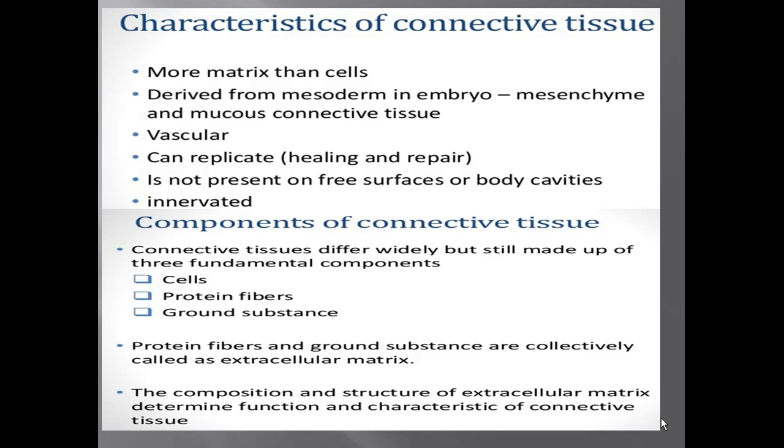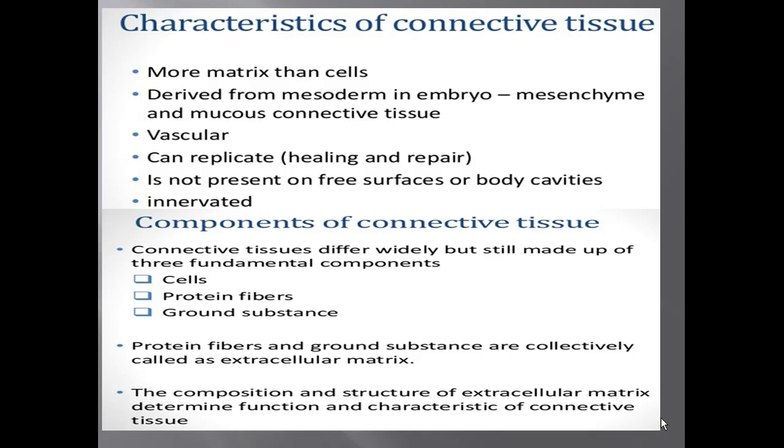Now we go to the components of connective tissue. As I mentioned previously, it consists of cells, protein fibers, and ground substance. But here I go into details. If I put the protein fibers and ground substance together, I can give them one name: extracellular matrix. The composition and structure of the extracellular matrix, I mean the protein fibers with the ground substance, gives the characteristics of the connective tissue.